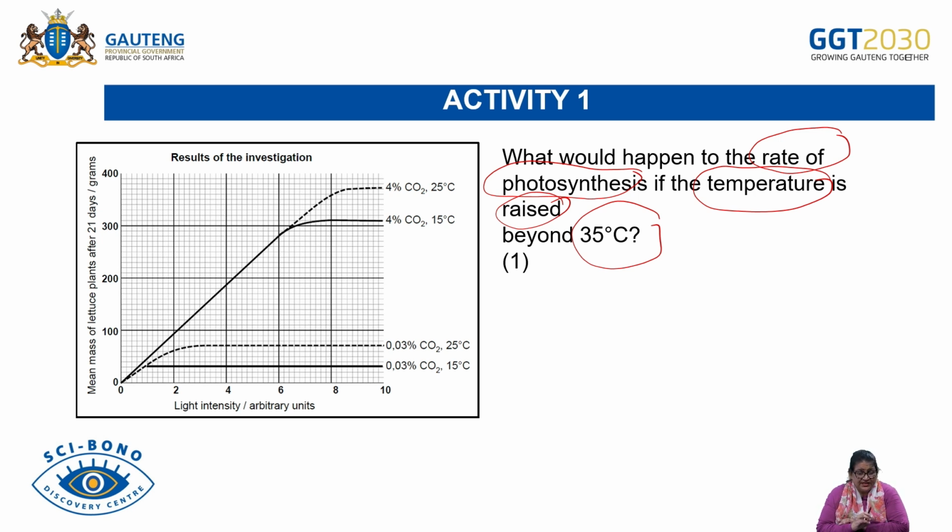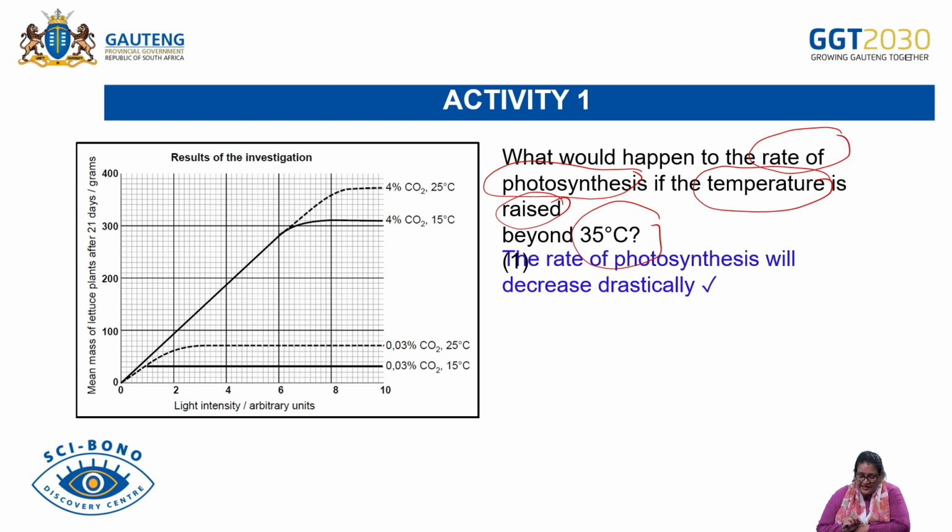It's going to decrease. It's not going to increase, it's going to decrease. Why will the rate of photosynthesis decrease if the temperature is going beyond 35 degrees Celsius? Good. The enzymes are going to denature at high temperatures. Therefore, the enzymes controlling the dark phase of photosynthesis will denature. They will no longer be able to manufacture carbohydrates, and the mass of carbohydrates in lettuce will decrease because the rate of photosynthesis will also decrease due to the denaturing of the enzymes. So you see, that's what you must have in your answer.